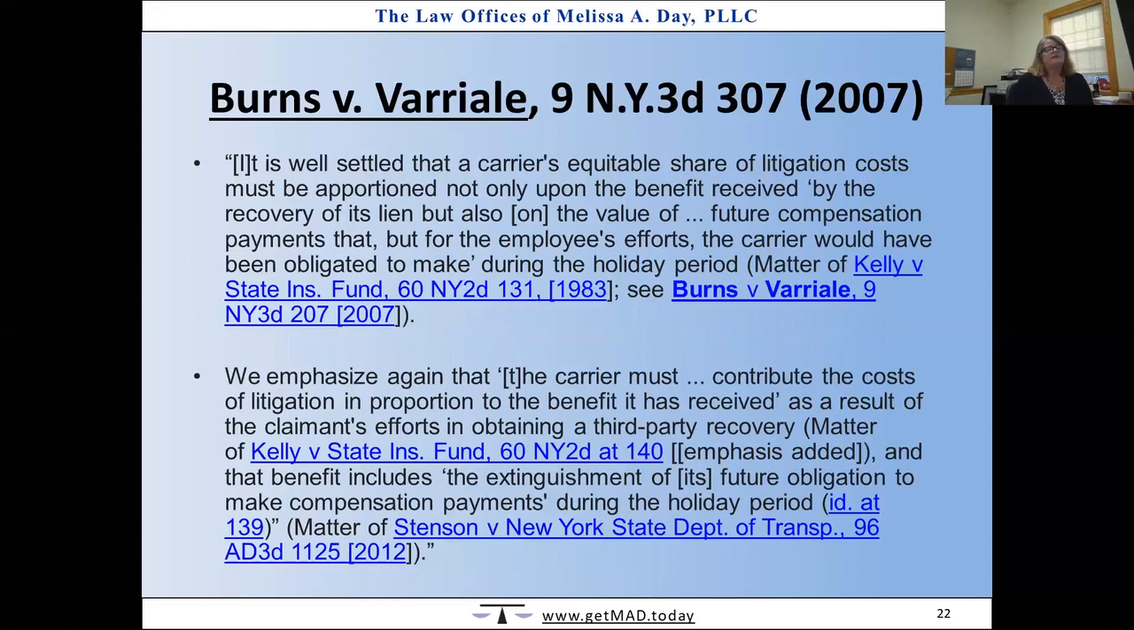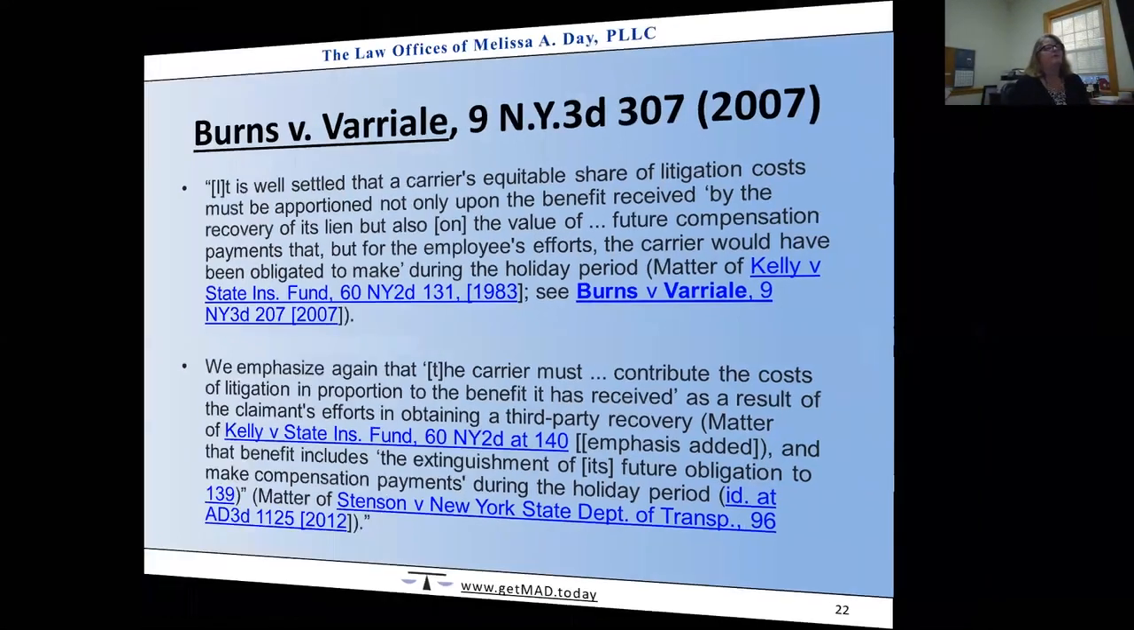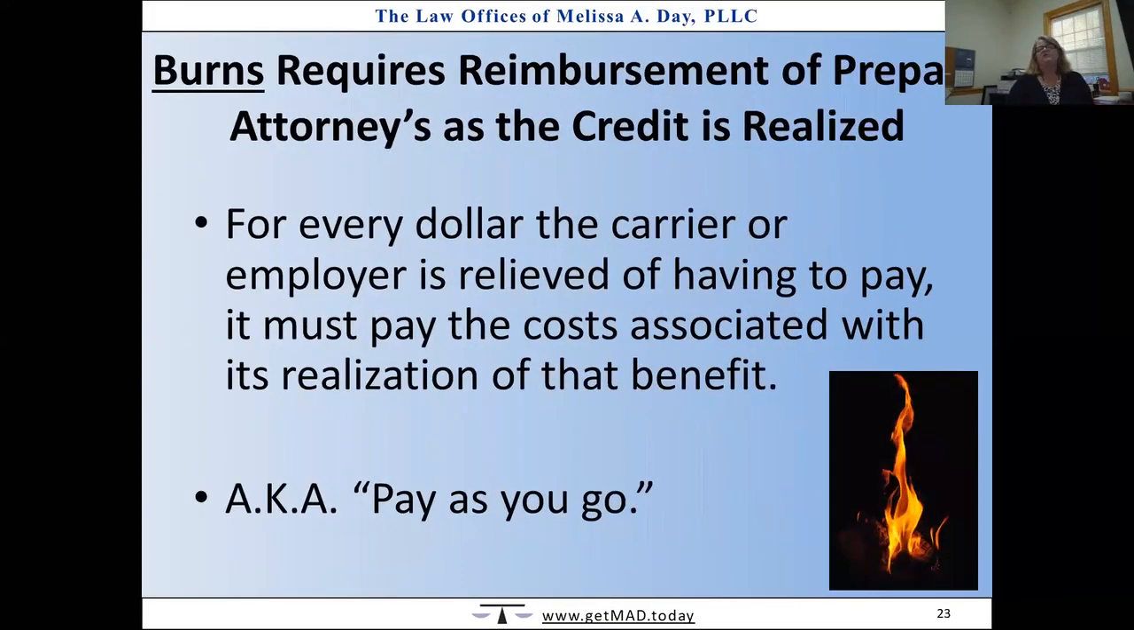What the Burns court did not hold was that the carrier was relieved of having to pay an attorney's fee associated with the future benefit, with the credit, with the holiday, with the offset. What the Burns court said was that you cannot try and determine what that future benefit is at the time of recovery if it's a permanent partial disability kind of claim. There has to be a different way. And the different way that has evolved following the Burns decision is that we do a pay-as-you-go kind of analysis.